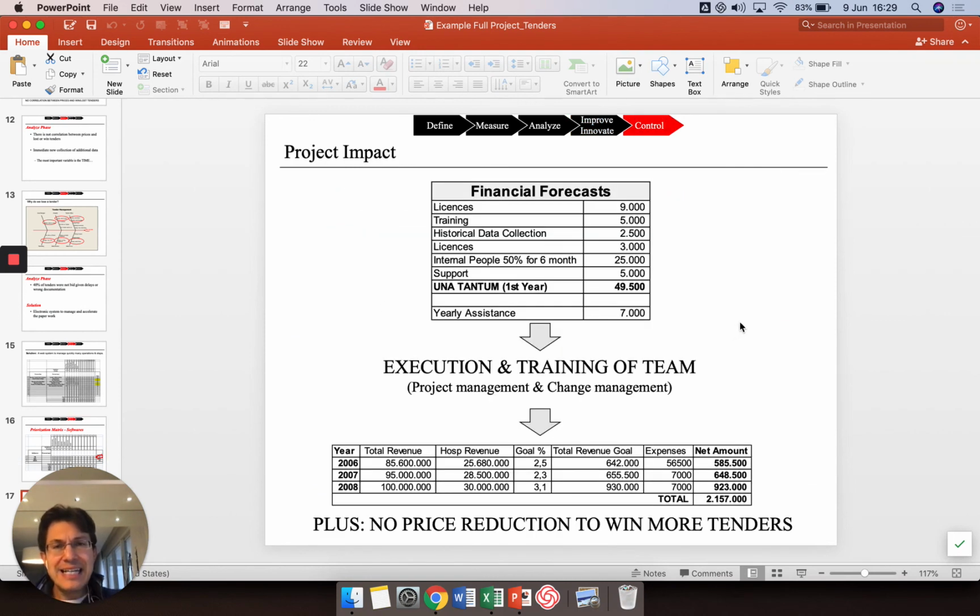And after the implementation of the project and training the team, the company increased the revenue. It did not achieve the 5% goal of the beginning, but the company generated $2 million in additional sales without price reduction.